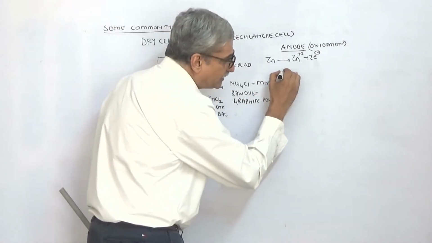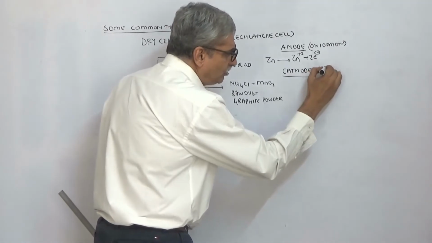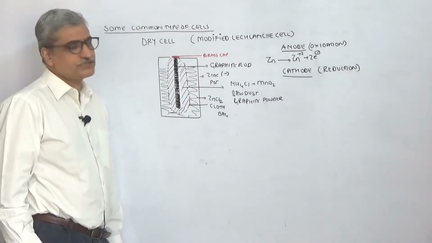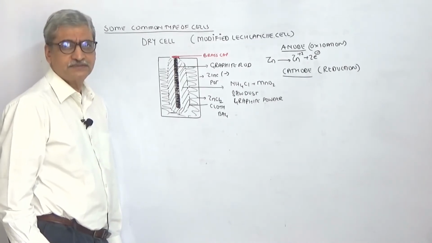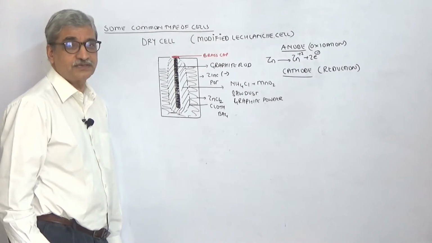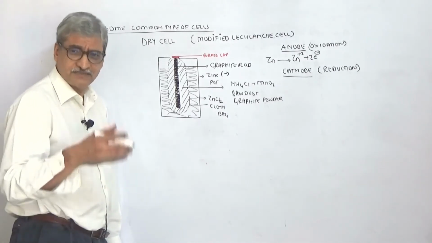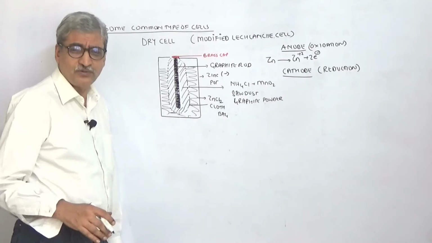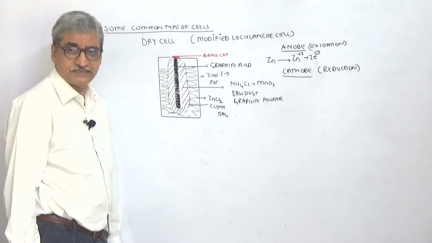Then what happens at the cathode? Cathode is an electrode where reduction takes place. Which is the species which is going to undergo reduction? This is a CET or entrance exam question. Originally, 20 years back, it was only CET, common entrance test, then it became NEET, new acronyms came.